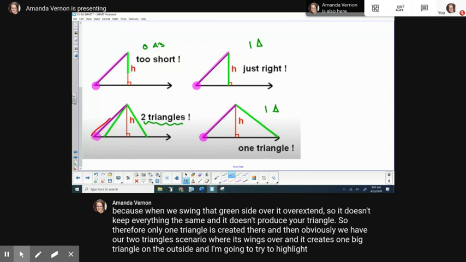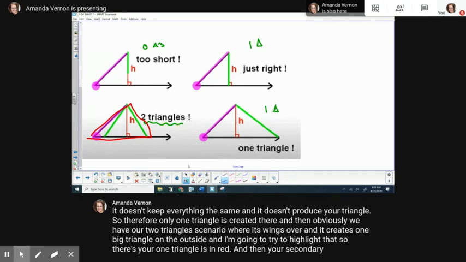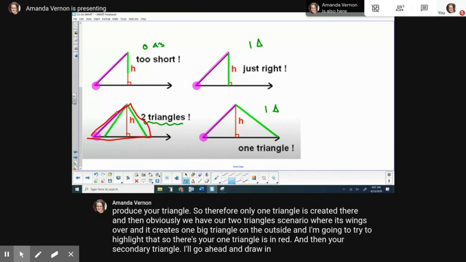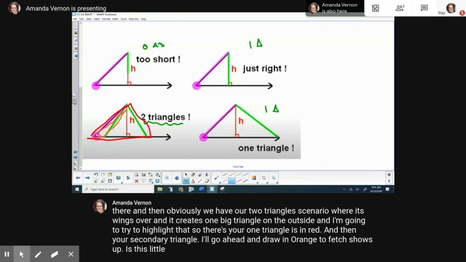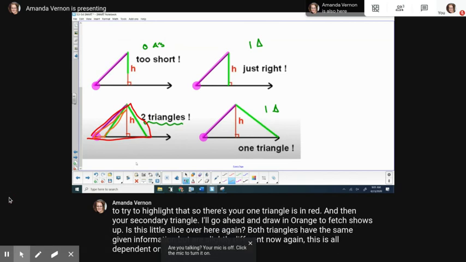So there's your one triangle in red. And then your secondary triangle, I'll go ahead and draw in orange, this little slice over here. Again, both triangles have the same given information, but are slightly different. Now, again, this is all dependent on you being able to find that H value.